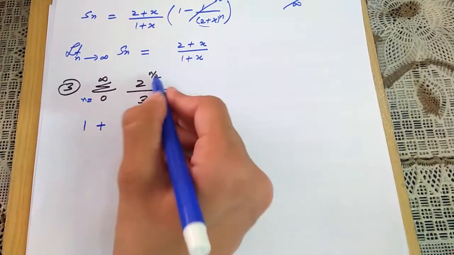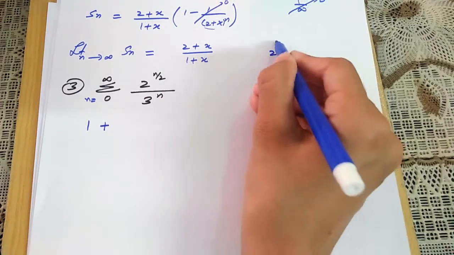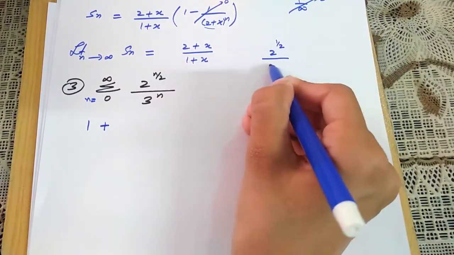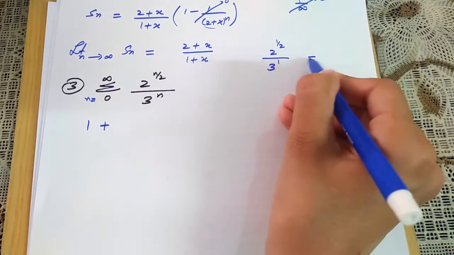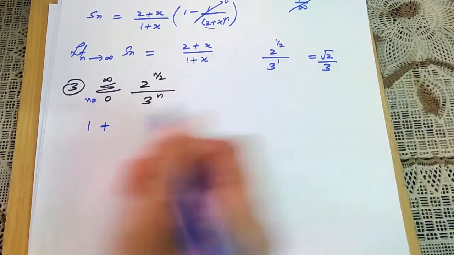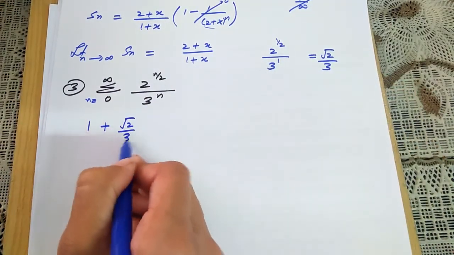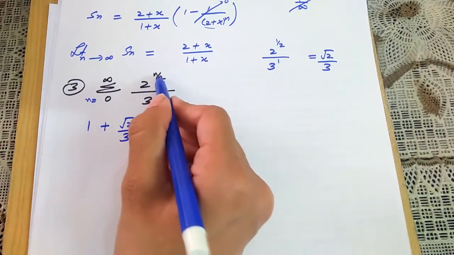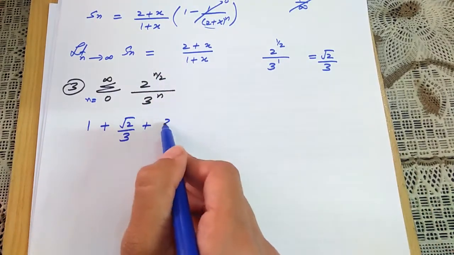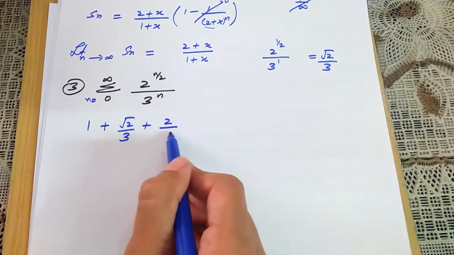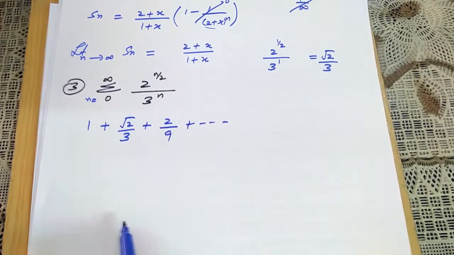Now put in place of n as 1: 2 raised to power 1/2 divided by 3 raised to power 1. So this is basically your root 2 over 3. So you got here root 2 over 3 plus. Now put n = 2 here. You will get here 2 over 3 squared, which will be 2 over 9, plus and so on.